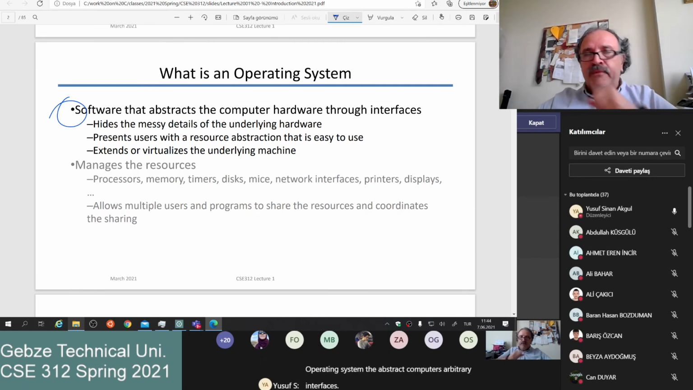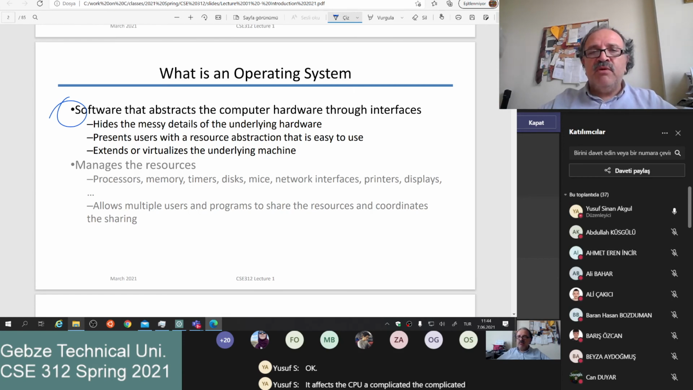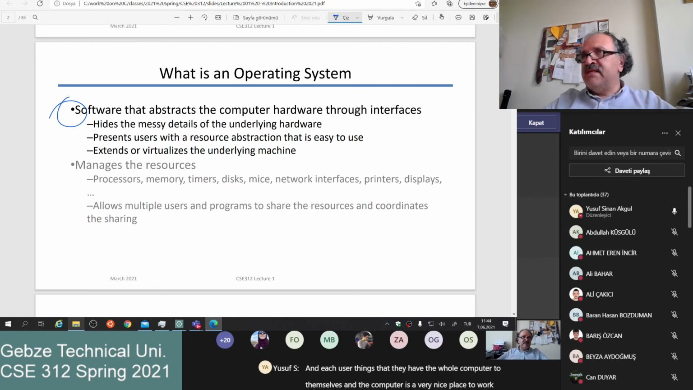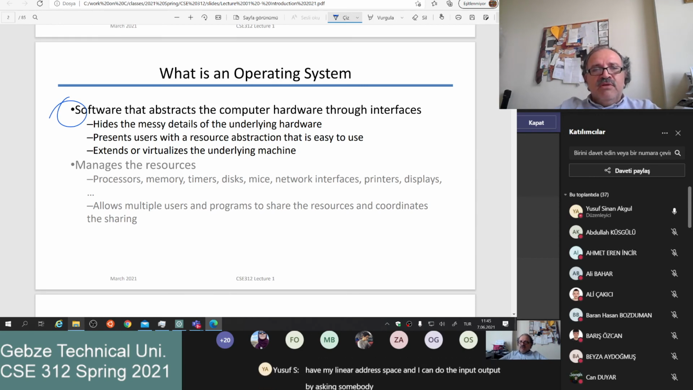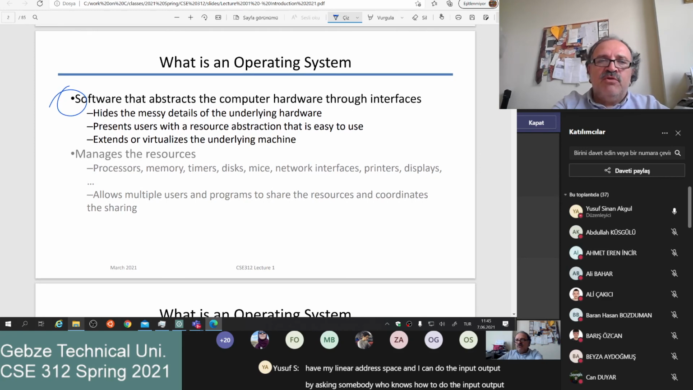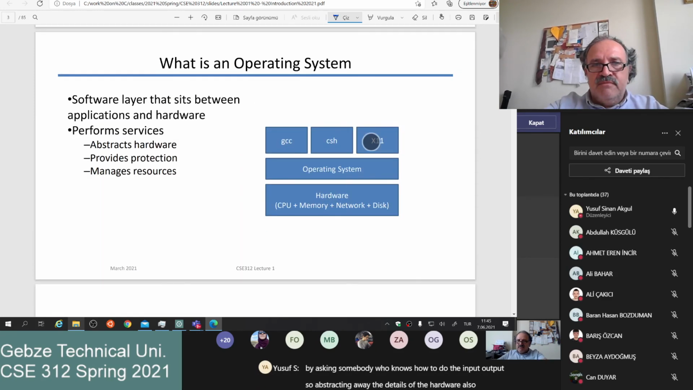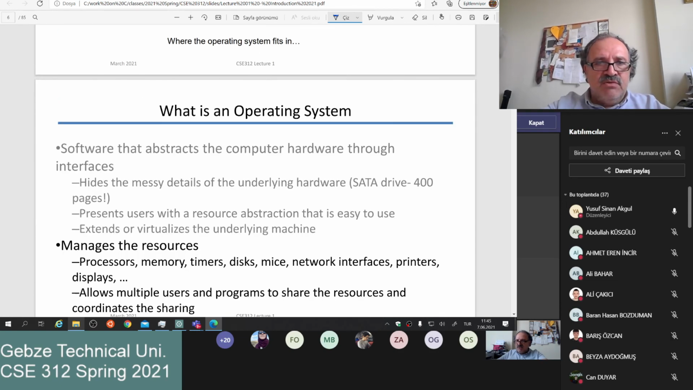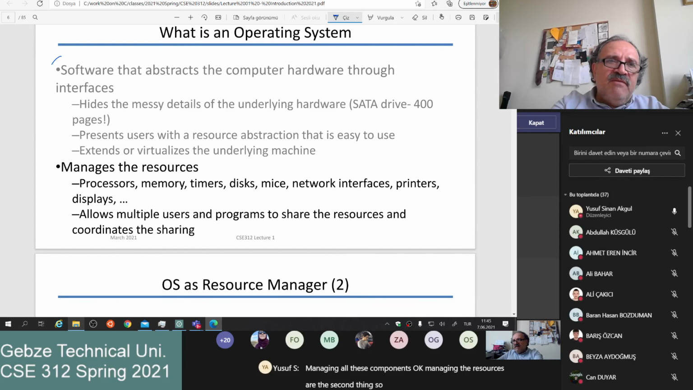Okay, it abstracts the CPU, the complicated parts of the CPU and the memory and the I/O devices. Okay, it hides the messy details of the underlying hardware, and each user thinks that they have the whole computer to themselves, and the computer is a very nice place to work on. Everything is easy. I have my CPU, I have my linear address space, and I can do the input output by asking somebody who knows how to do the input output. So abstracting away the details of the hardware, also I need to manage the resources. Okay, managing all these components, managing the resources is the second thing. So that's what we did the whole semester.